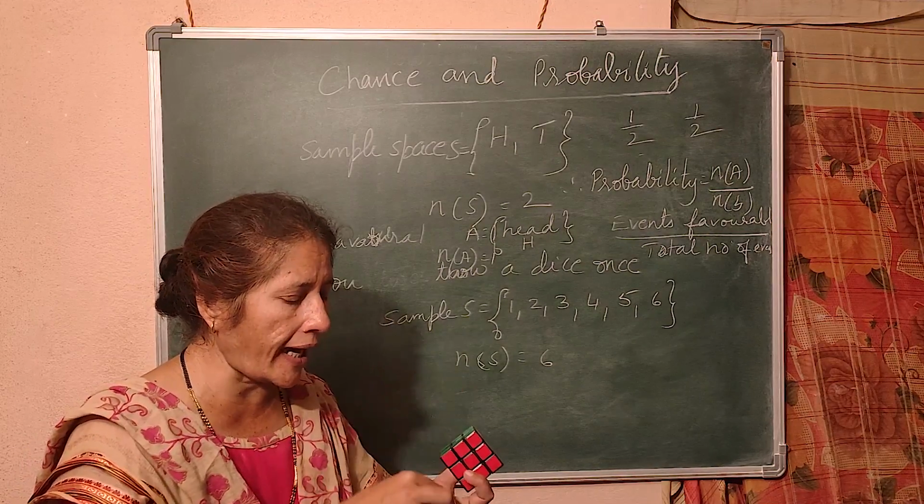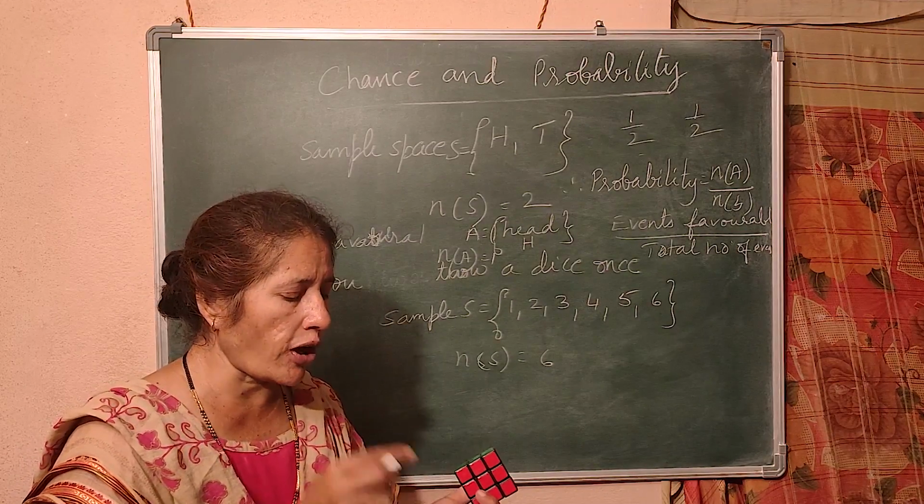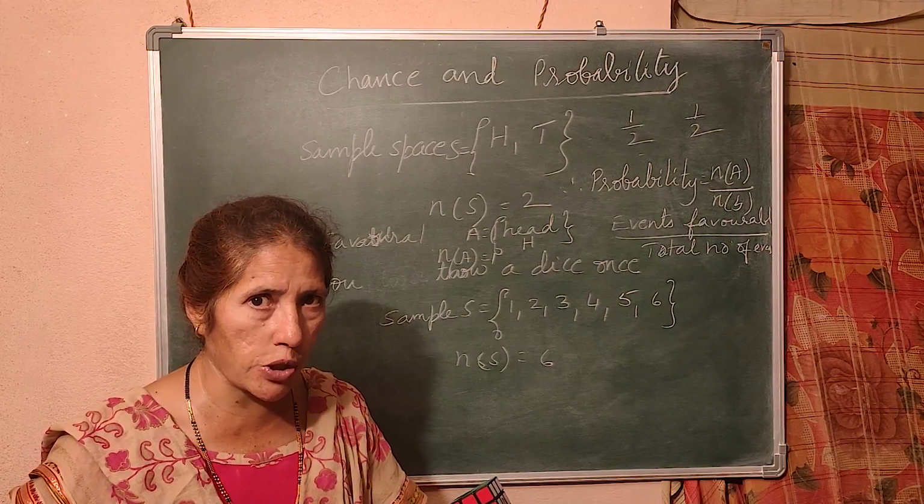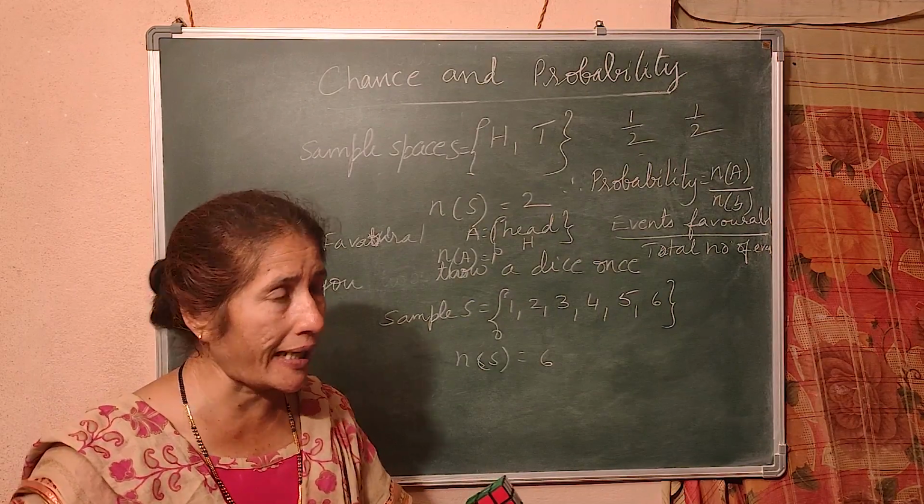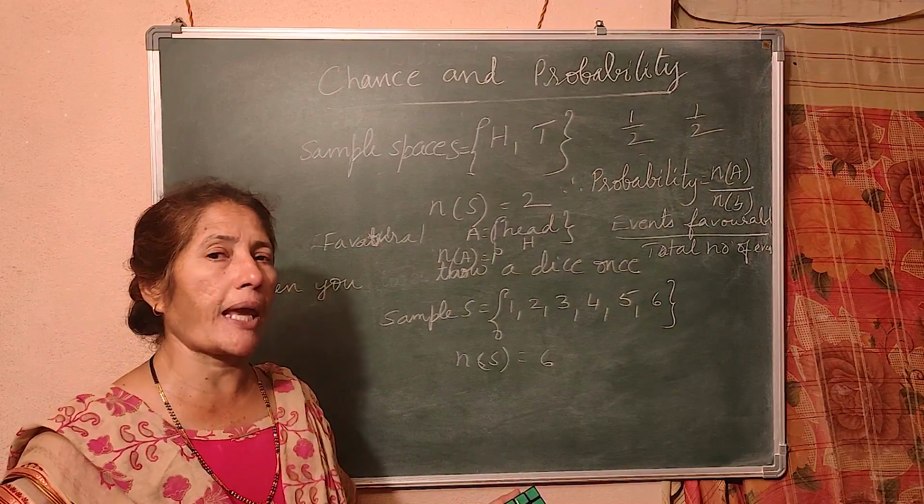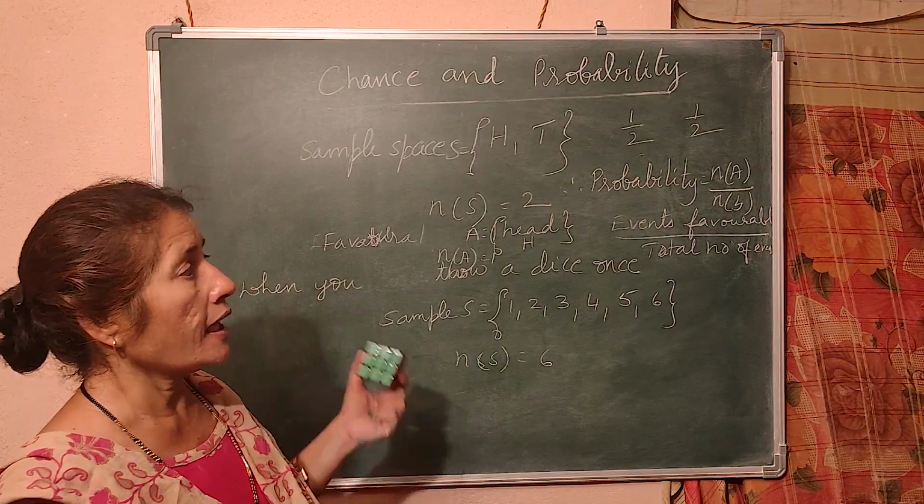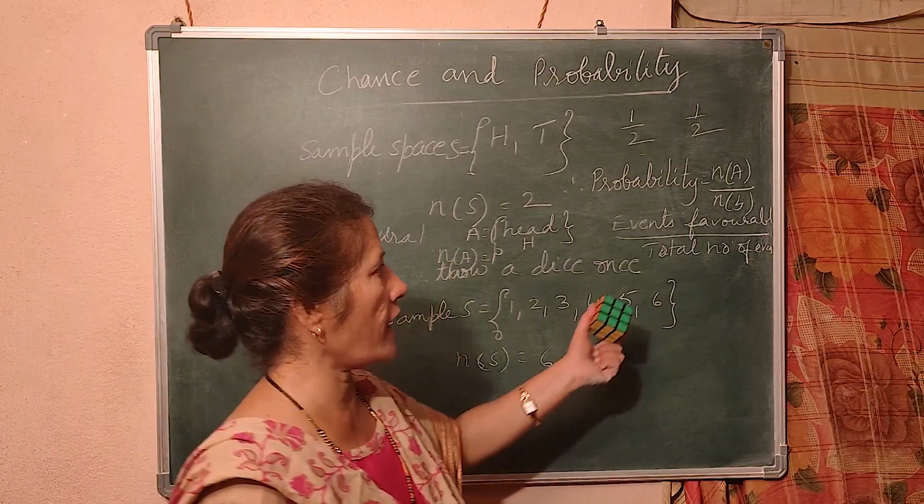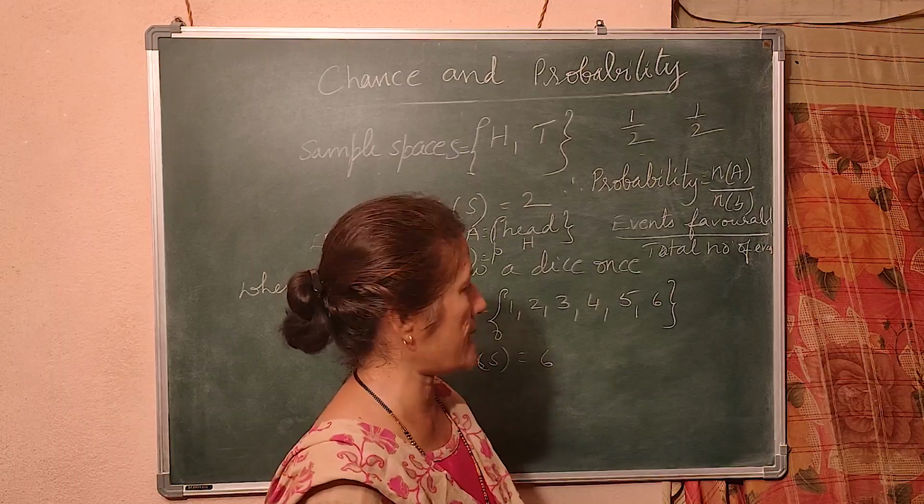Suppose you have said head, but when I toss, tail has come, the other one will get a chance to speak. Do you agree? So, probability is equal to N of A by N of S. That means events favorable to my condition divided by total number of chances.